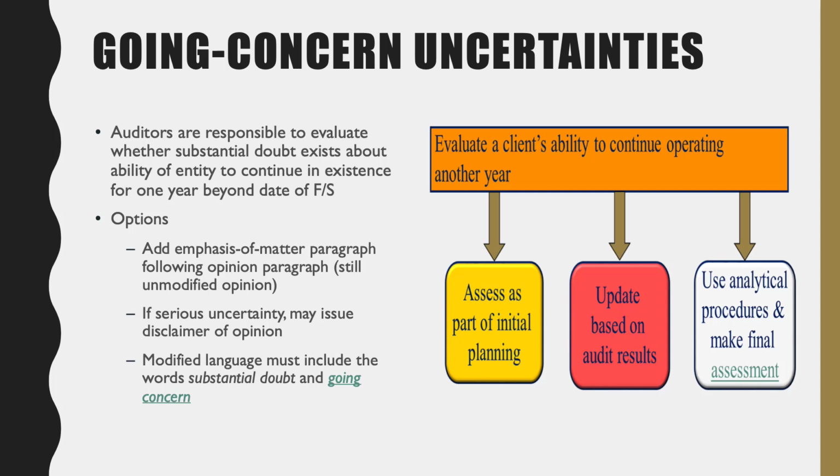In most cases, the auditor will include an emphasis of matter paragraph in the audit report to draw attention to the going concern uncertainty. This is done to provide transparency to users of the financial statements and to ensure they are aware of the issues and management's plans. However, there are circumstances in which a going concern uncertainty may be so severe and pervasive that it leads the auditor to issue a disclaimer of opinion.